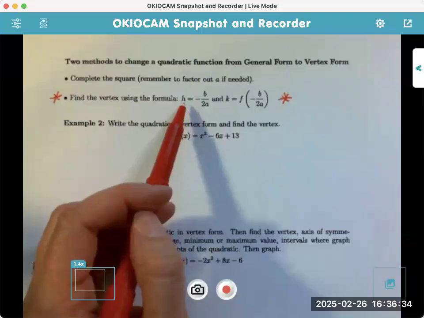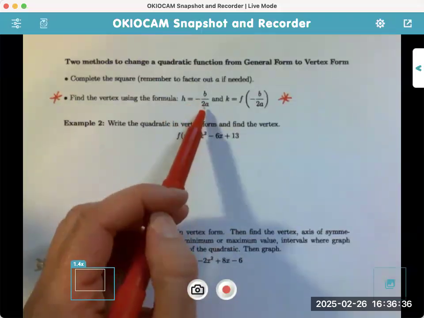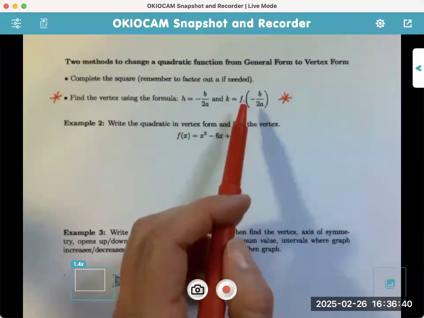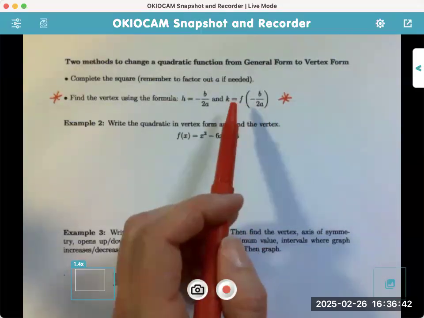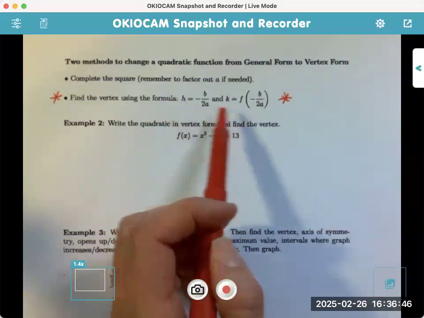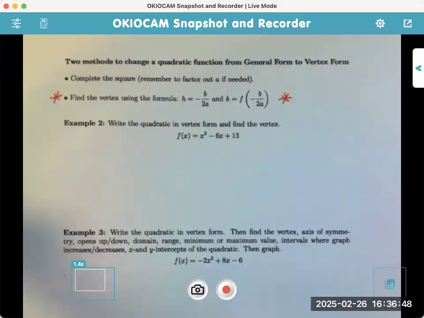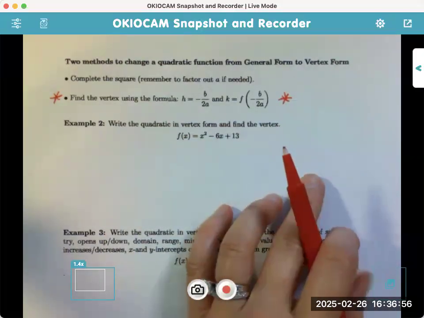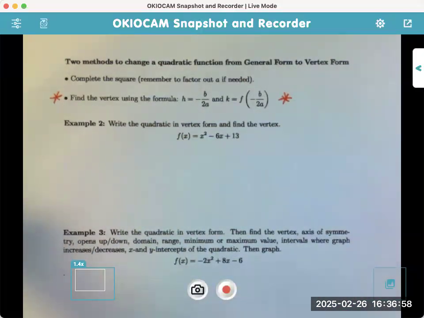For the vertex, h is equal to -b over 2a. And then k is just, you just slap that back in, right? K is just f of this, the output. So if this is my input, that's my output, x, y, right? So if I write this equation from standard form to vertex form, I'll show you 2 ways, okay?